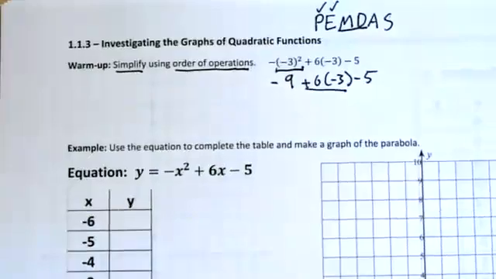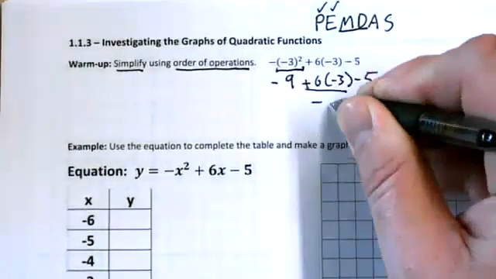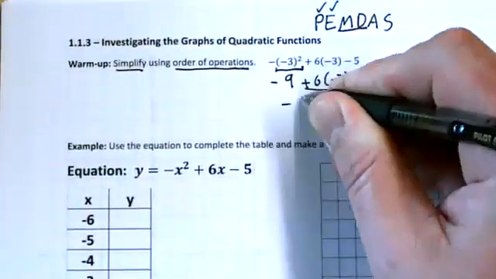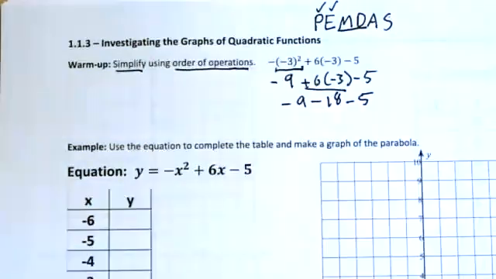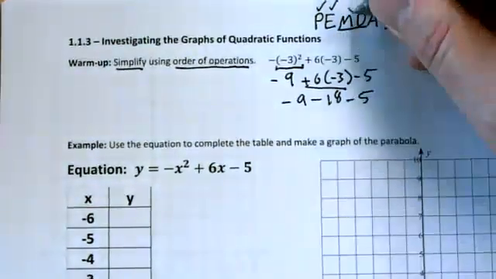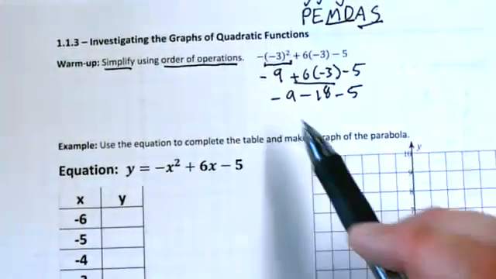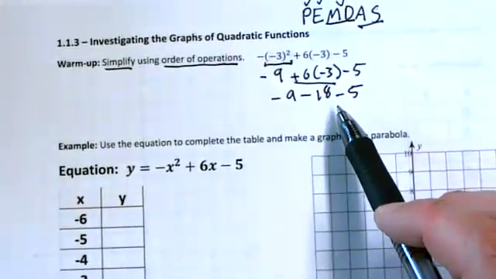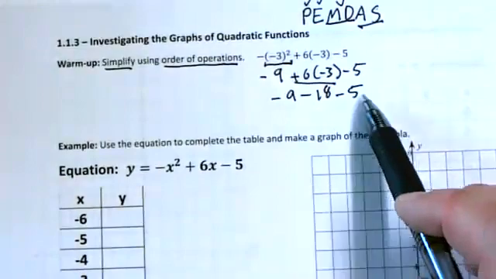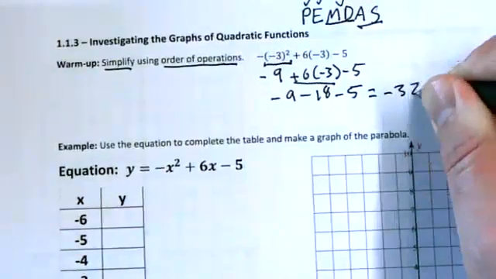Positive times a negative is negative. 6 times 3 is 18. So we got our multiplication and division done. And then we stick addition and subtraction together also. We just go from left to right. So this is just a whole bunch of subtractions. So -9 minus 18 would be -27. -5 would be -32 for our final answer.